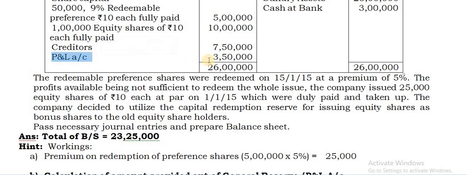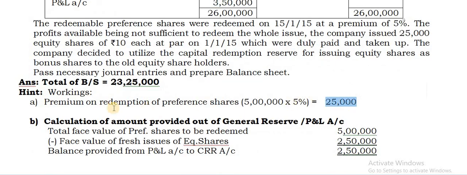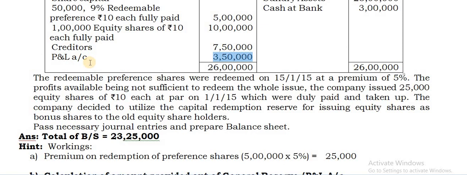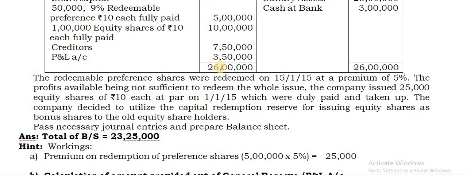In this profit and loss account, out of this 3,50,000, now 25,000 will go away. That is for premium on redemption, and 2,50,000 will go away for CRR. So 2,75,000 will be taken out from this, and the remaining 75,000 will still be in the profit and loss account in the balance sheet. So when you are showing under note number 2, reserves and surplus, only this profit and loss account: 3,50,000 minus 25,000 minus 2,50,000. So the balance you'll be getting is only 75,000. That is what you have to show.